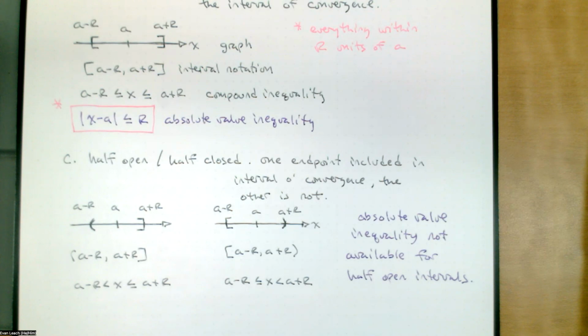But if you subscribe to MathVPN, you can change your location to some other country where half open intervals do have absolute value inequality. MathVPN is not available.